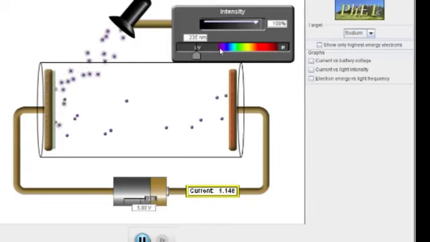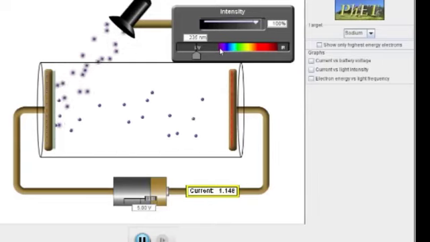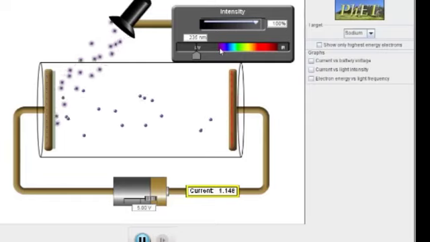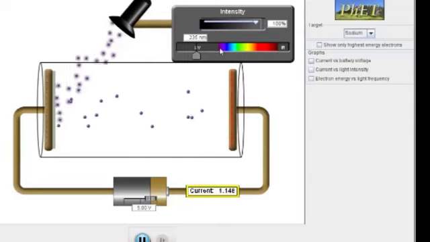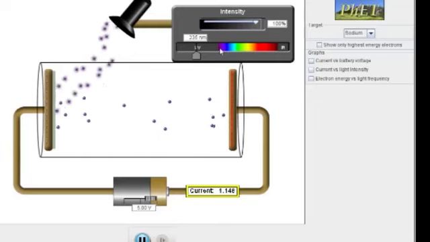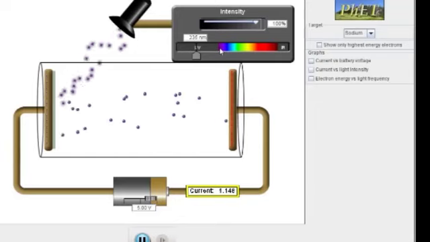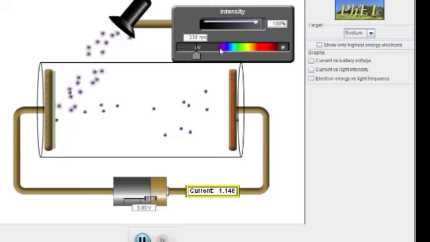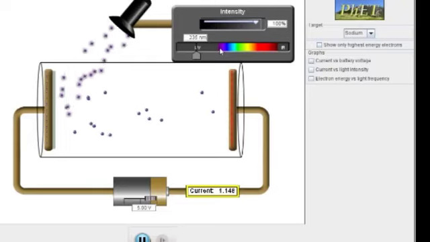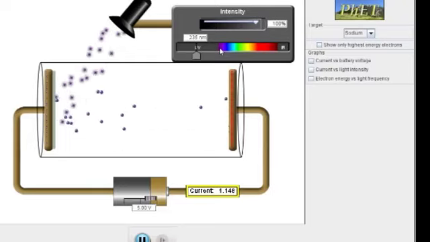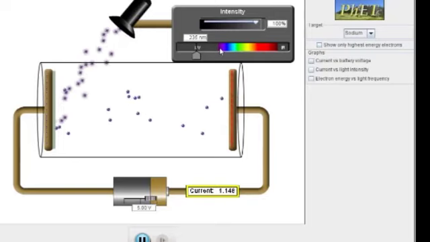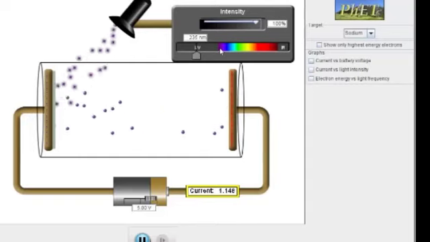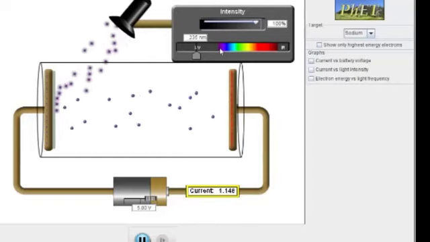Let's go through them one by one. Threshold wavelength: it is the maximum wavelength of photon to cause the photoelectric effect. It is the maximum wavelength. It is denoted by lambda naught. Moving to threshold frequency: the minimum frequency of photon required to cause the photoelectric effect, that is, below this value of frequency no photoelectric effect would be observed. It is denoted by nu naught.